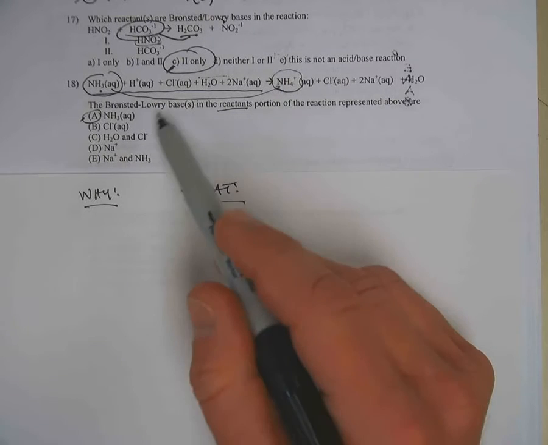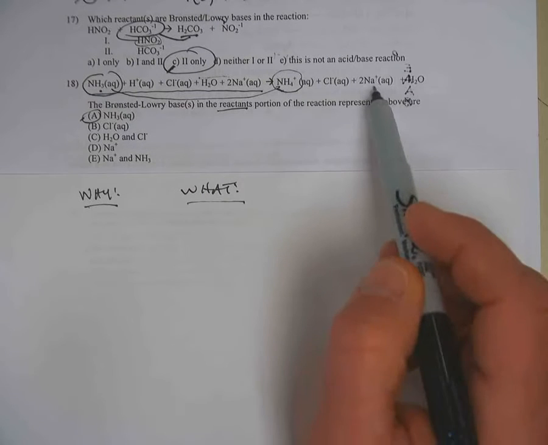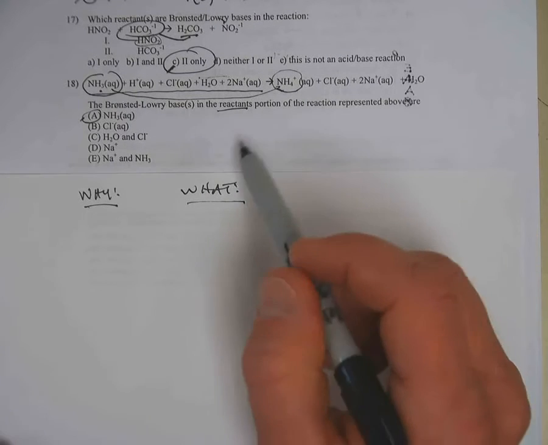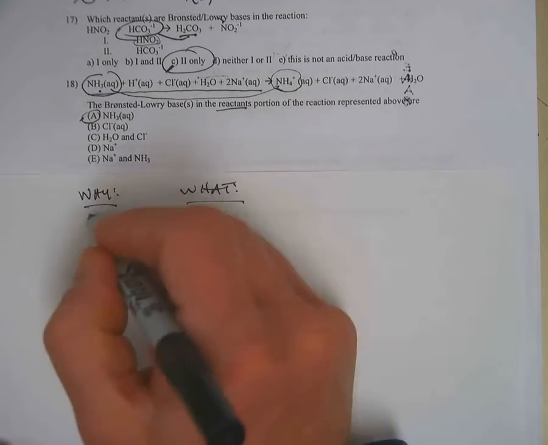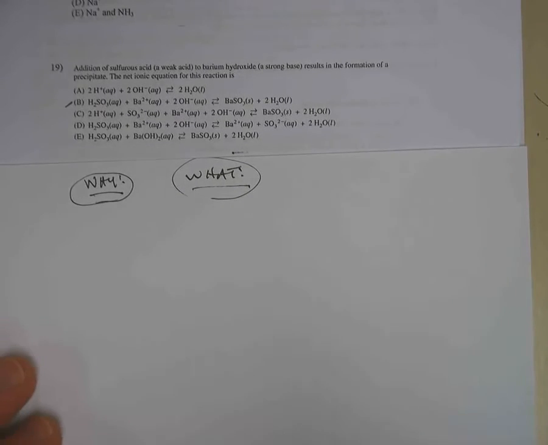And Na is another possibility with NH3, but you'll notice Na really doesn't change from one side to the other, so it can't be a base. So A is your answer. Write down why you got it wrong and what you'll do in the future so you don't get one wrong like that. Number 19, a precipitation reaction.